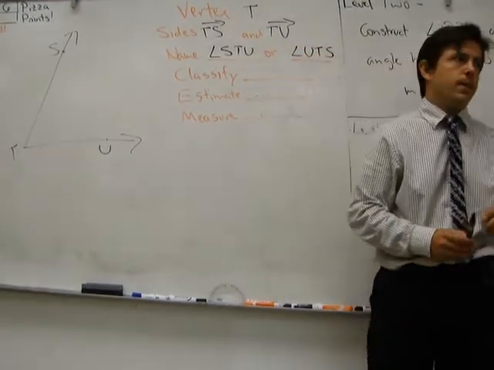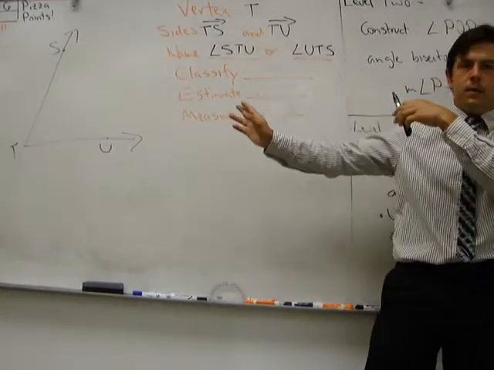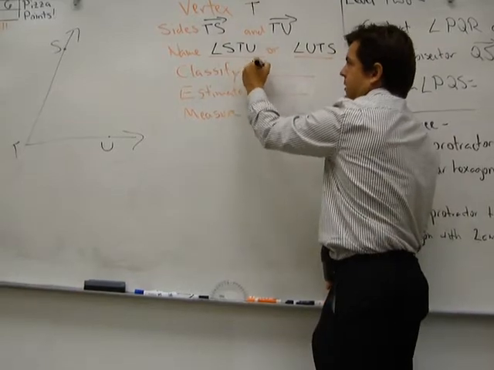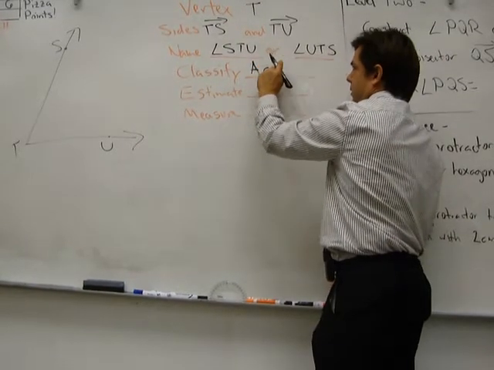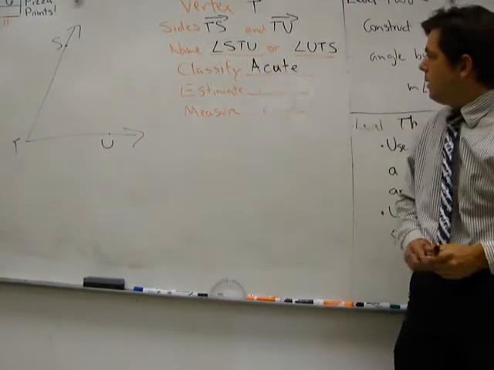Does this feel pretty easy? I hope so. Okay, now we're going to classify. So is it more or less than 90? Less than. So what's the word for less than? Acute. Acute, because it is a cute little angle. See? It's a cute little angle. It's not a big, fat, obtuse angle.